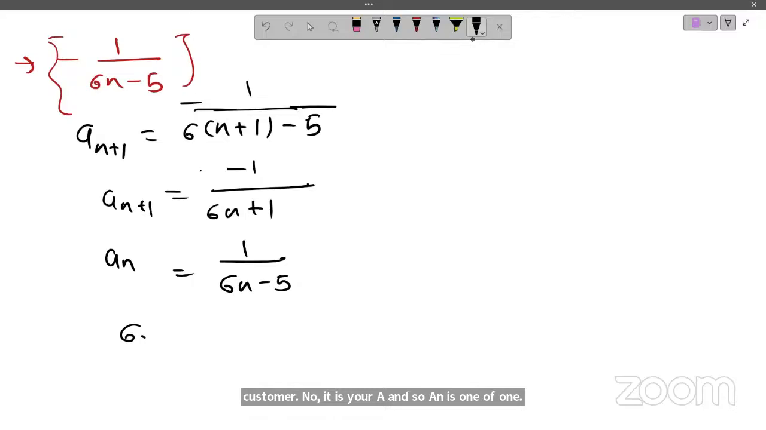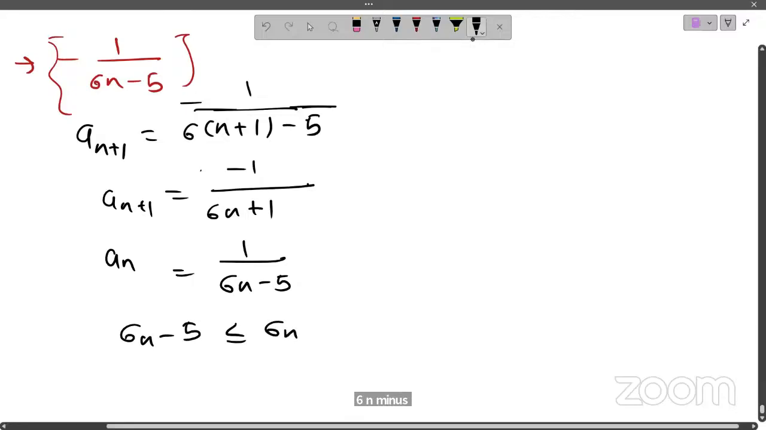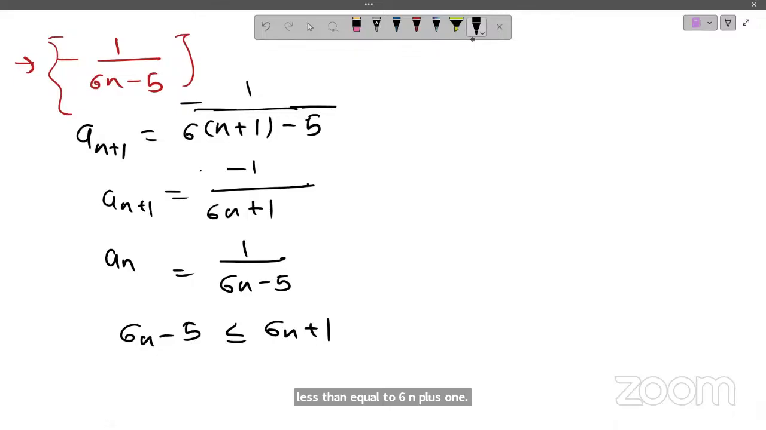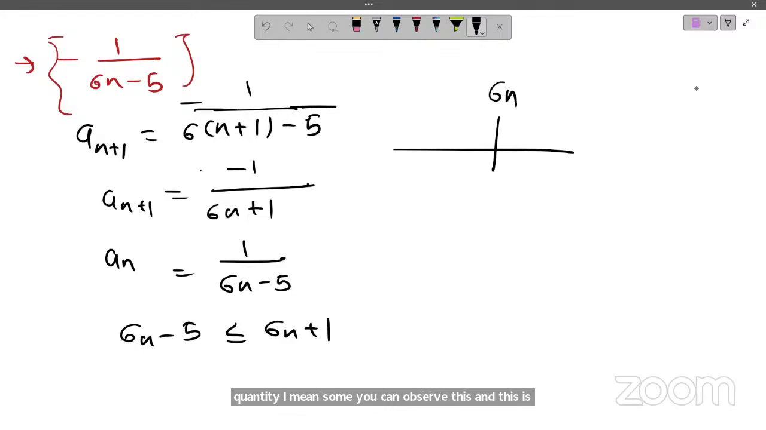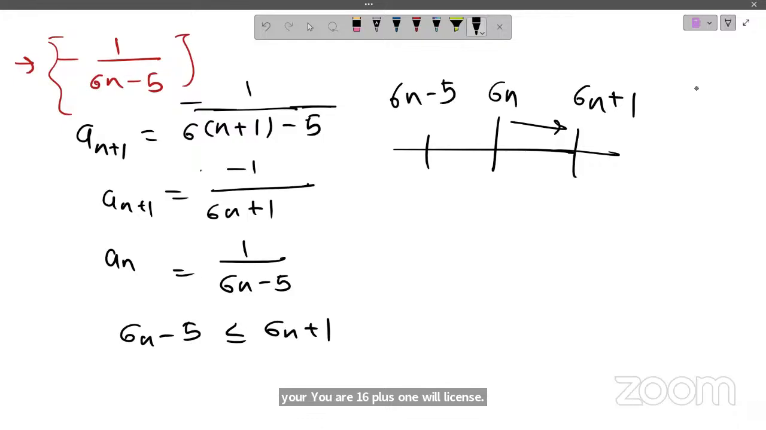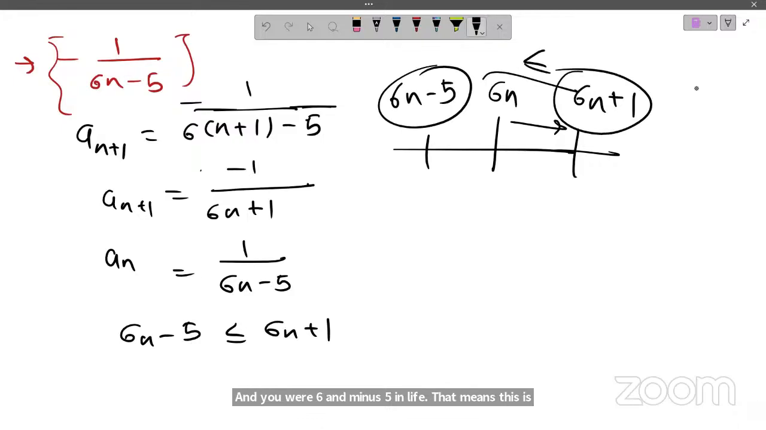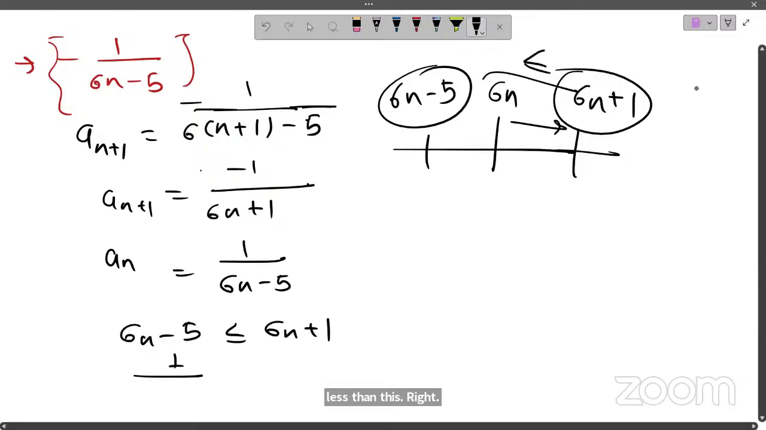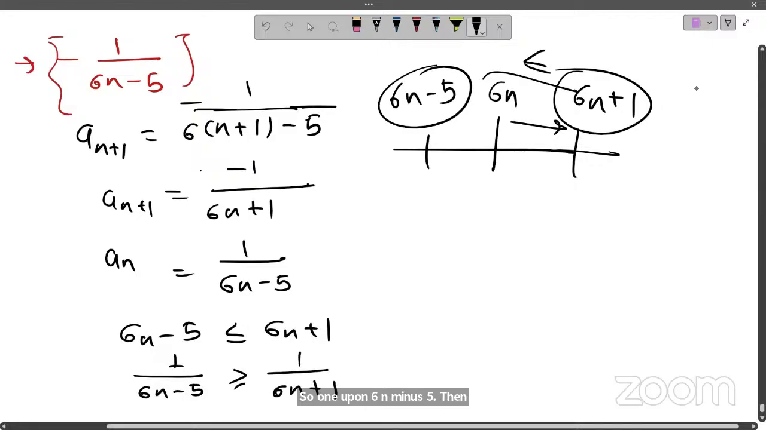And now we know that 6n minus 5 is always less than or equal to 6n plus 1, right? Because here we are subtracting something, and here we are adding something. So we are moving backward here and forward there. So obviously this quantity will lie before that quantity. You can observe this is your 6n, your 6n plus 1 will lie here, and your 6n minus 5 will lie here. So this is less than this, right? So 1 upon 6n minus 5 is greater than or equal to 1 upon 6n plus 1, right?